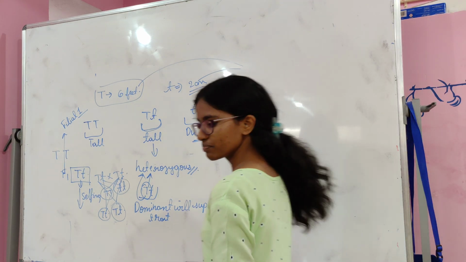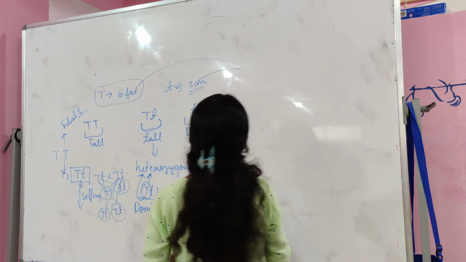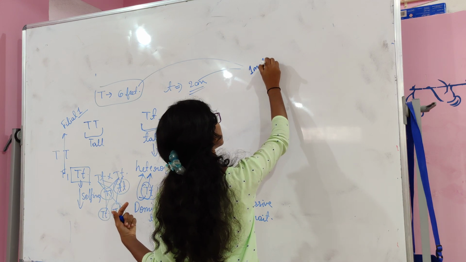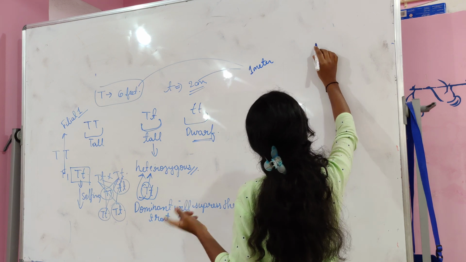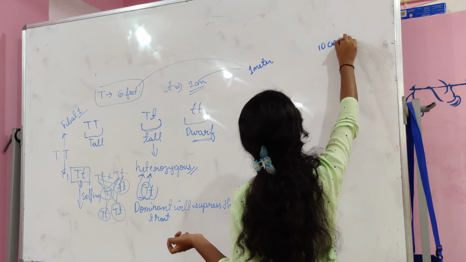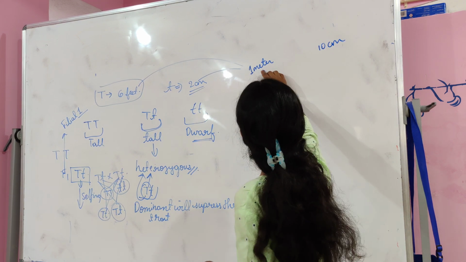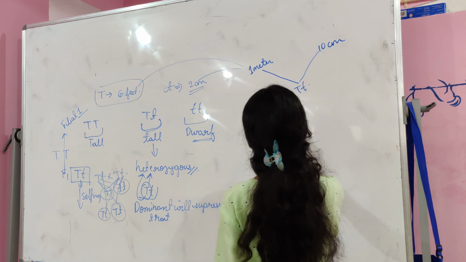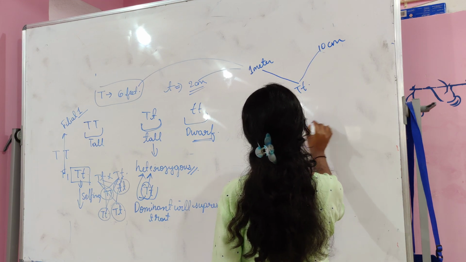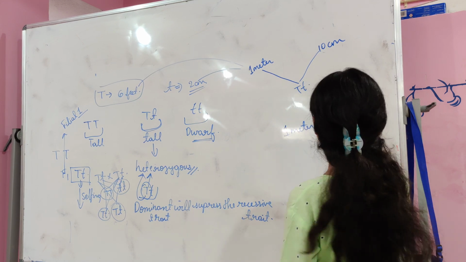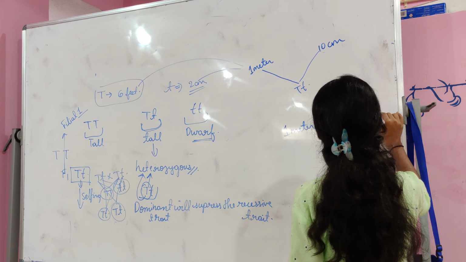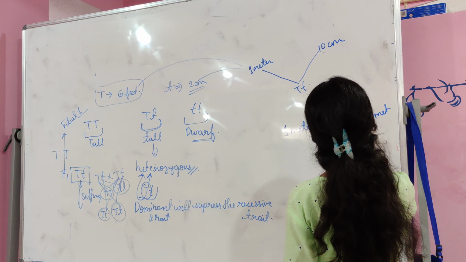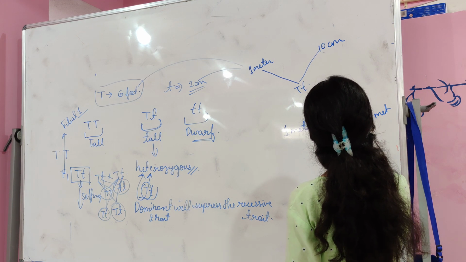So now tell me, one plant of 1 meter and one plant of 10 centimeters were crossed, and they formed TT. Take another case. 1 meter is a tall plant, and the other plant was also 1 meter itself. So now tell me, when they crossed these both, TT was formed. So what is the height of this?